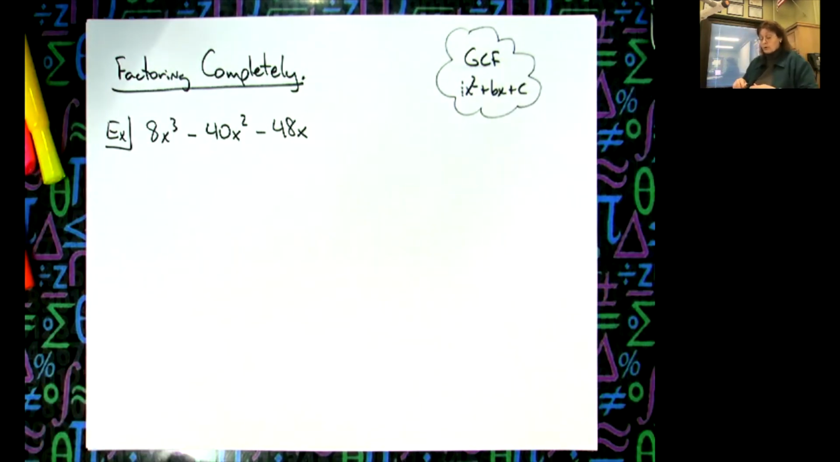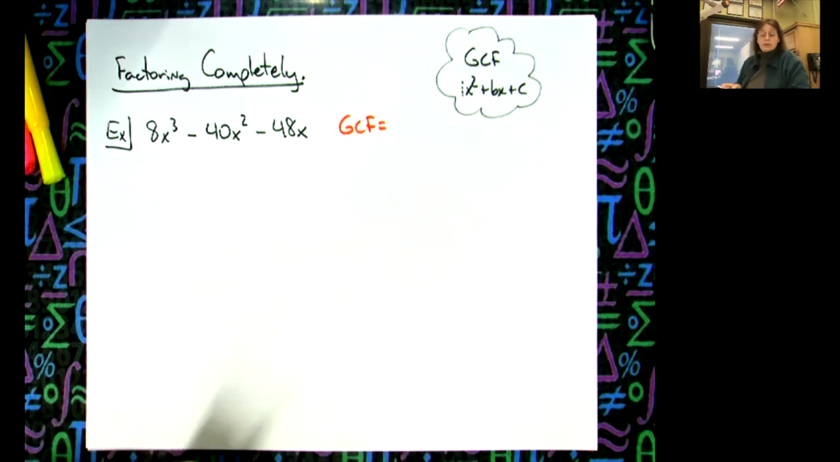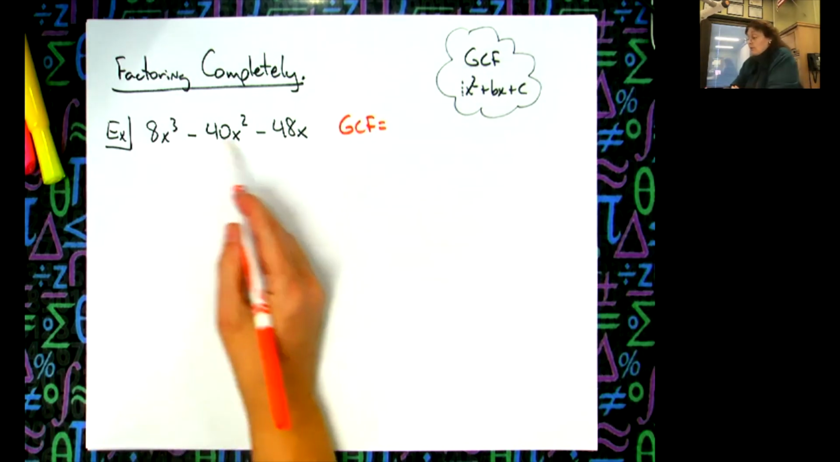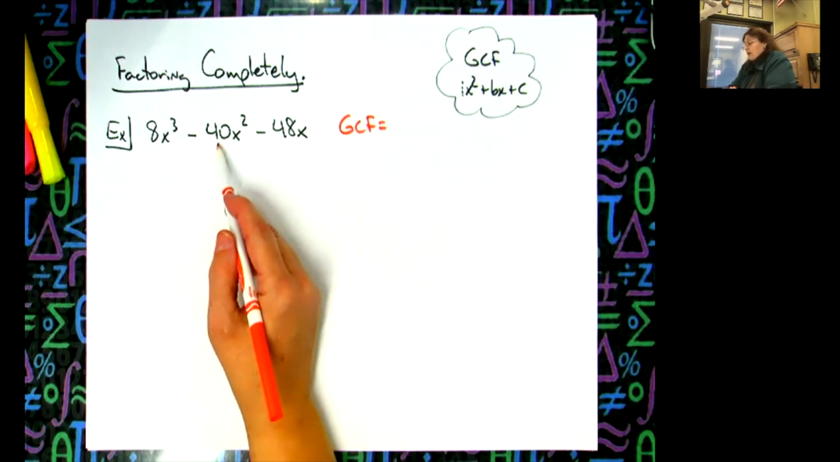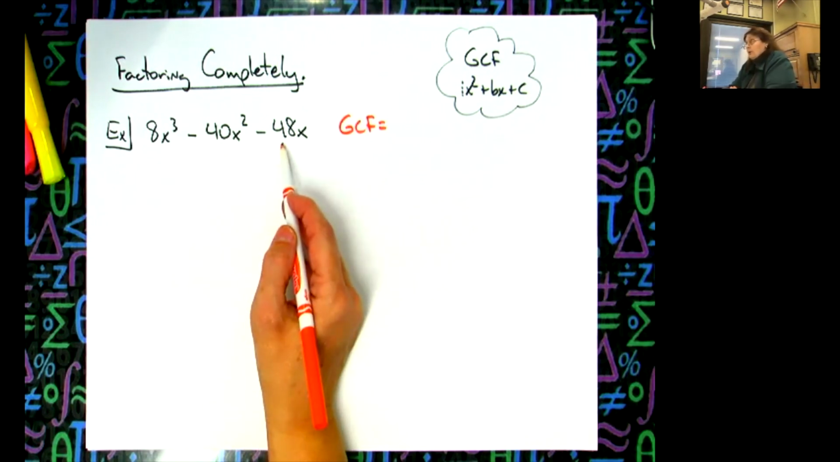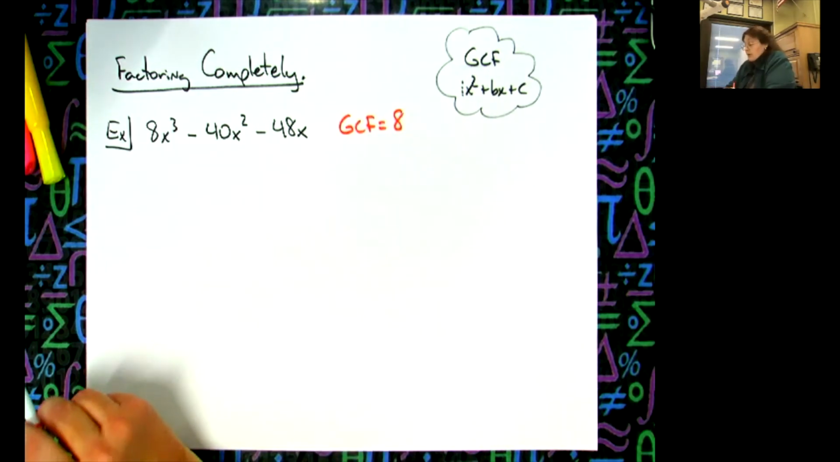Okay. So going back to what we did at the very beginning, I'm going to look for a GCF. I'm going to take a look at the 8 and the 40 and the 48 and try to find the biggest number that goes into all of them. So what's that going to be? Let's see, 8 goes into 8, 8 goes into 40, 8 goes into 48. So it's 8, right? If I make a mistake on my greatest common factor, somebody yell at me.